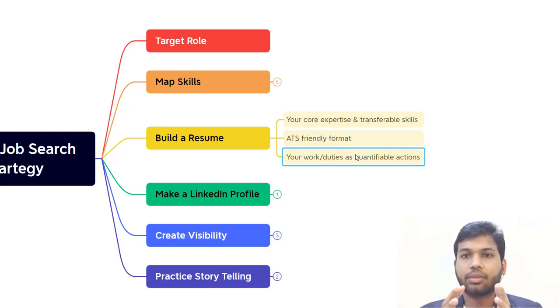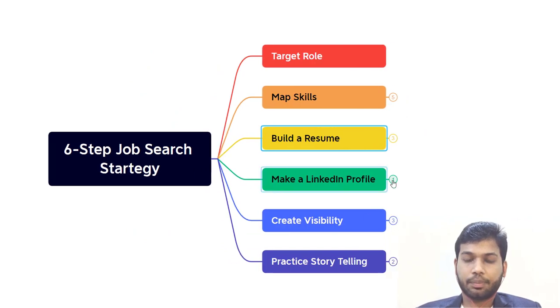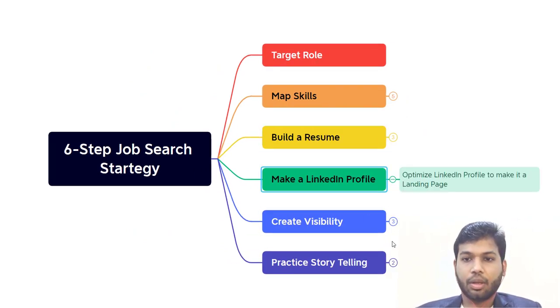And ATS has a section which grades your resume based on numbers and quantifiable actions, or the percentage of the quantifiable actions that you put in the resume. So ATS will rank your resume statistically, grammatically, and numerologically. So statistically, grammatically, and based on numbers and your achievements. So that is the third step in your strategy.